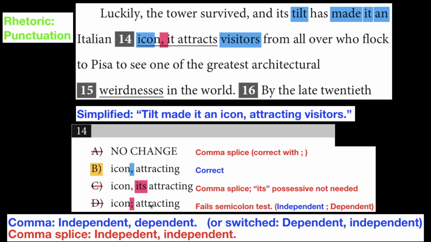So it's just saying "attracting visitors from all over who flock to Pisa." That would be a dependent clause because it's not a complete sentence. You would need a comma here and then "attracting," which is what answer choice B is.